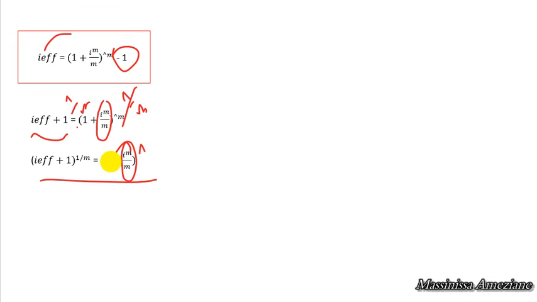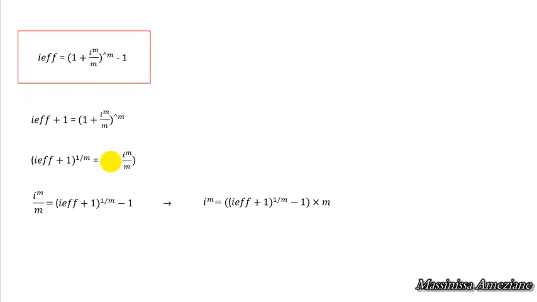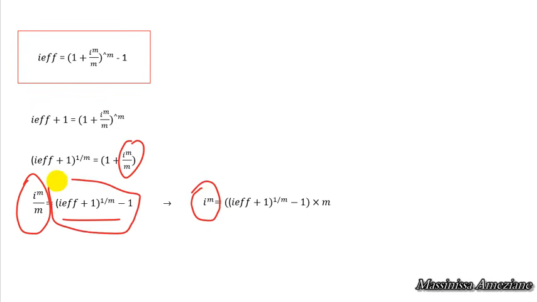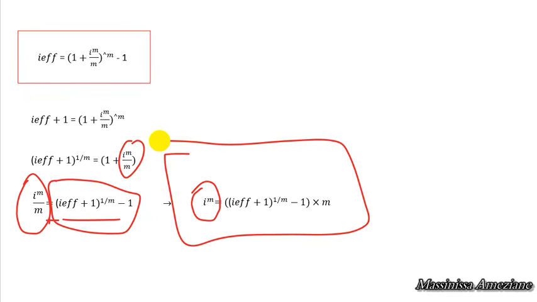Now, how to get the monthly interest rate? How to get the annual nominal interest rate? For the monthly interest rate, which is the nominal annual interest rate divided by the number of months, it is actually from here, it is the effective interest plus 1 power 1 over m minus 1. And for the annual nominal interest rate, it is simply this one times m, and this is our formula.